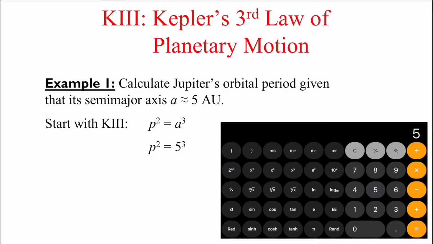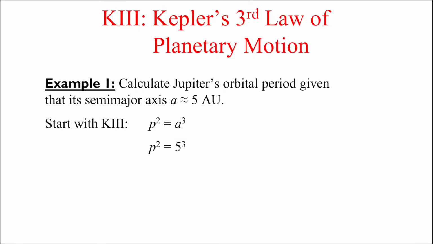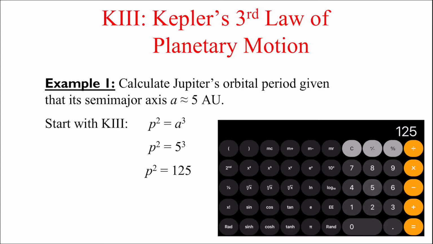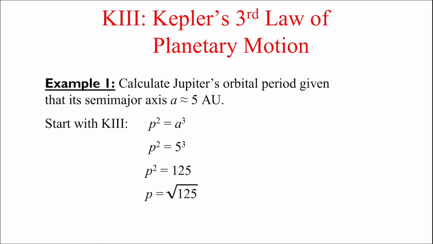So to solve for p, we have to take the square root of both sides of the equation. The square root of 125 is about 11.18. So we have our orbital period, p, equals 11.18 years. But we have to give our answer with the same amount of significant figures that were given to us in the original problem. In this case, just one, since there's only one significant figure in the problem itself.